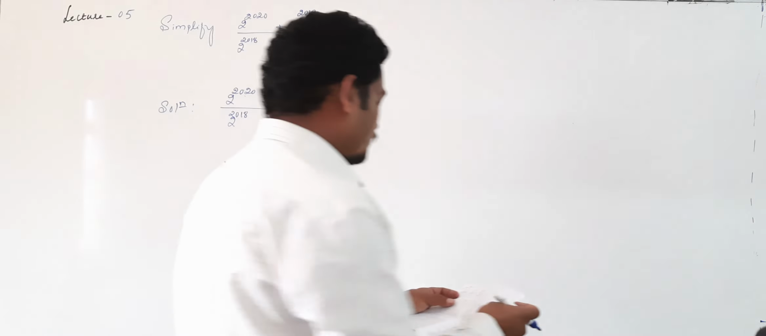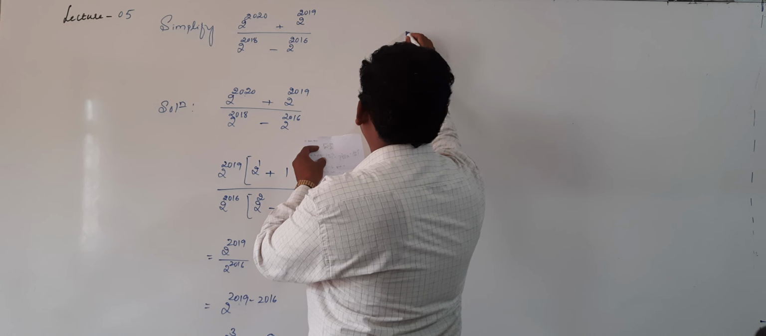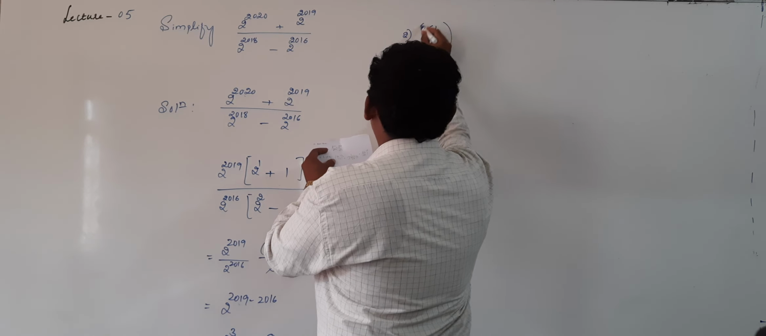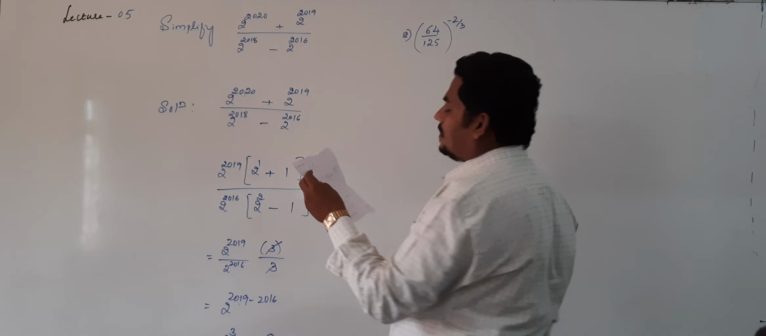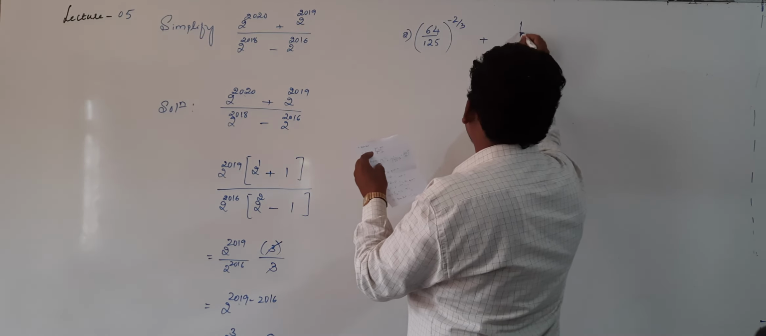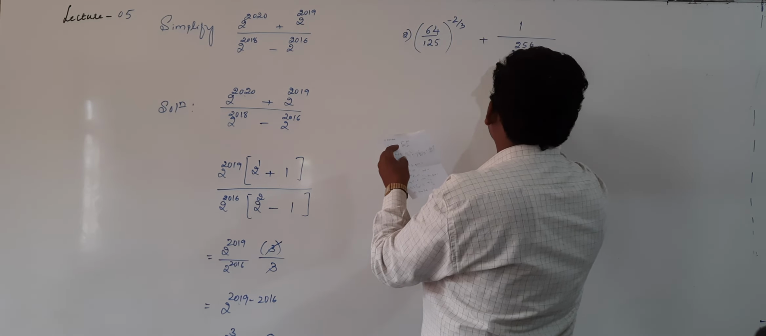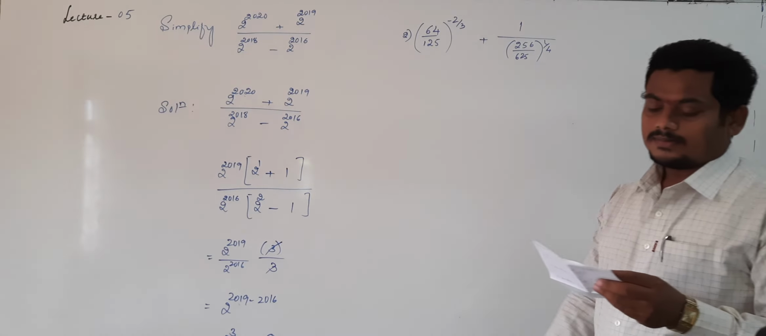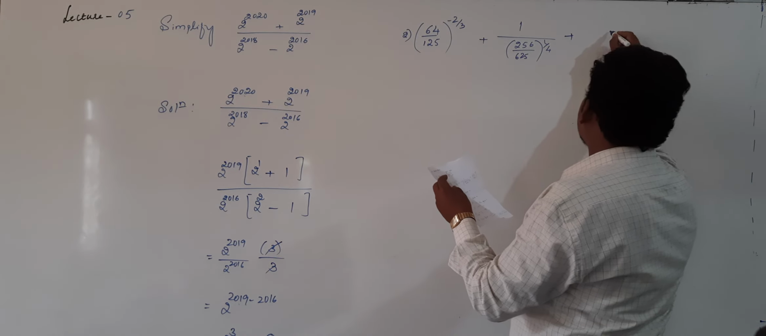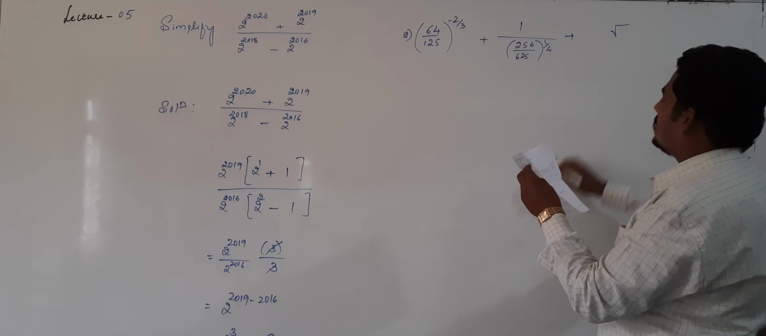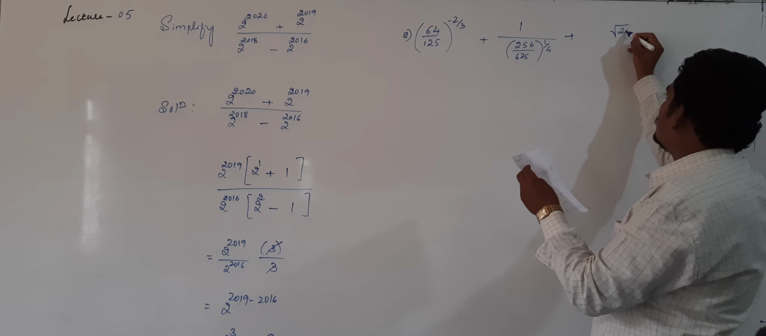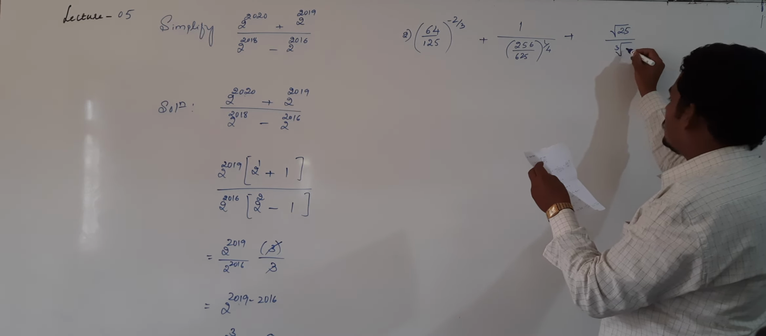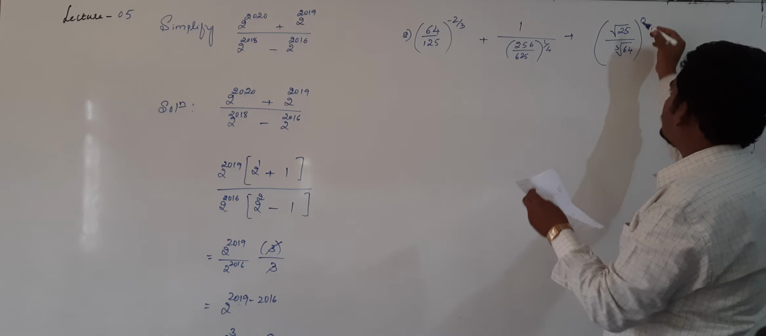Next problem. Simplify: (64 divided by 125) to the power minus 2 divided by 3, plus 1 divided by (256 divided by 625) to the power 1/4, plus square root of 25 divided by (cube root of 64) whole to the power 0.